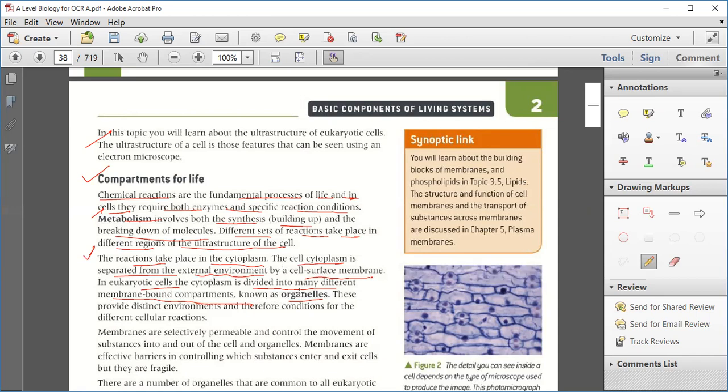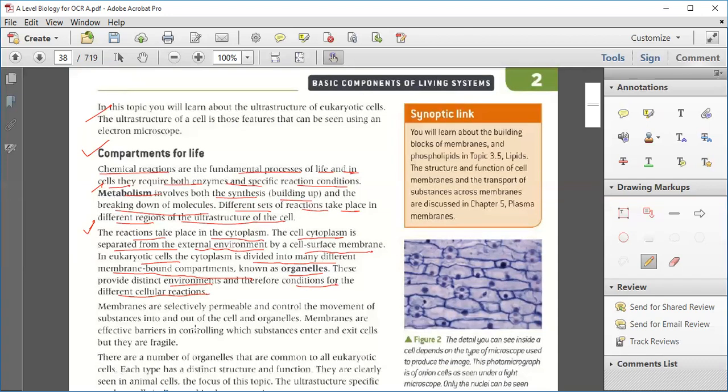and we call them organelles. These cell organelles have their own specific function, and they provide a distinct environment and therefore conditions for the different cellular reactions. They have their own different structure, and they have their own different function. The overall function of a cell is divided among cell organelles. Got it? Okay.